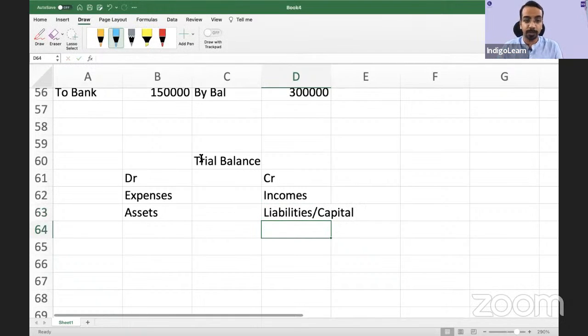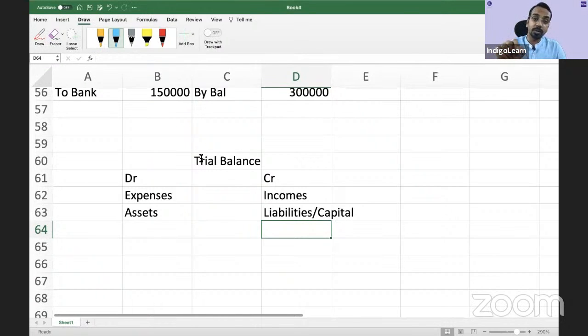Okay, this is what is possible. Now, each item in the trial balance can appear only once, either in the trading P&L account or in the balance sheet. Make this rule very clear. If there is an adjustment, it will appear twice.